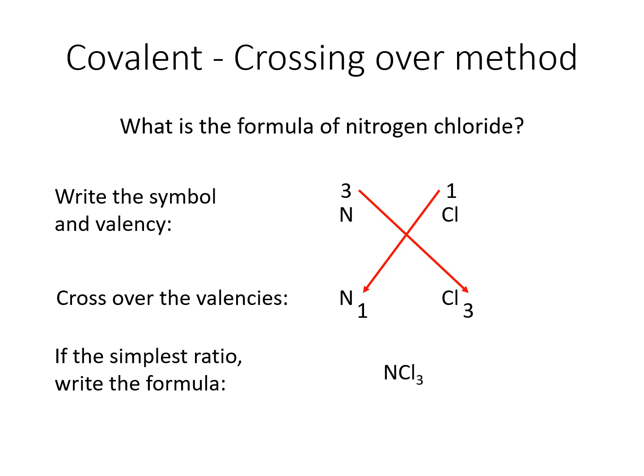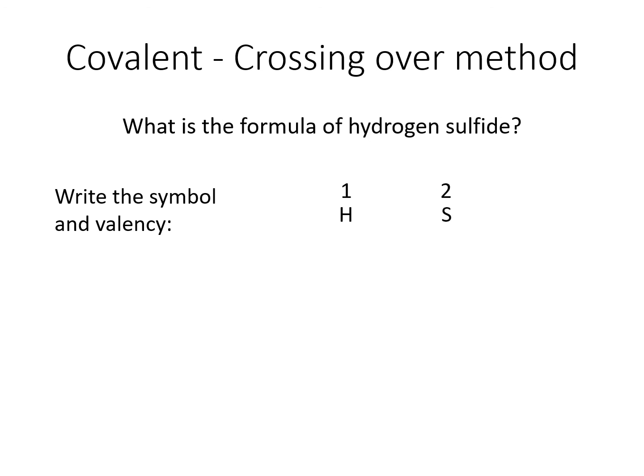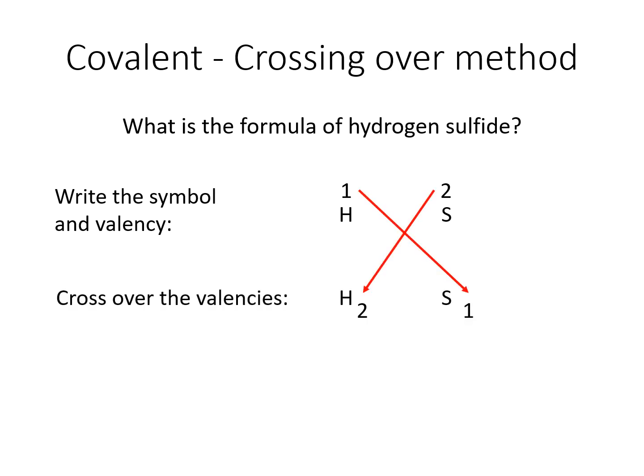Let's have a go at another one. So here, what is the formula of hydrogen sulfide? Well, again, I've taken the symbols, I've written the valency above them, and now I'm going to write the symbols again below, and I'm going to cross over those valencies. And in doing so, that gives me a formula of H2S. Is that the simplest ratio? Well, yes, it is. A 2:1 ratio is the simplest form, so we cannot therefore simplify it any further. So our chemical formula for hydrogen sulfide is H2S.